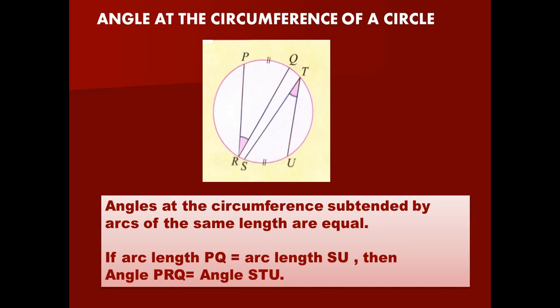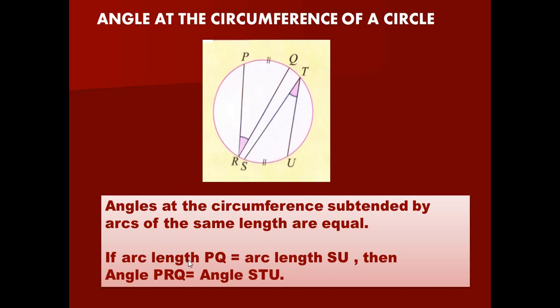The next property: angles at the circumference subtended by arcs of the same length are equal. We do it slowly. Angles at the circumference, so PRQ and STU are angles at the circumference. You can see here PQ and SU are the same length, right? So if both arcs are of equal length, these two angles are also the same size.